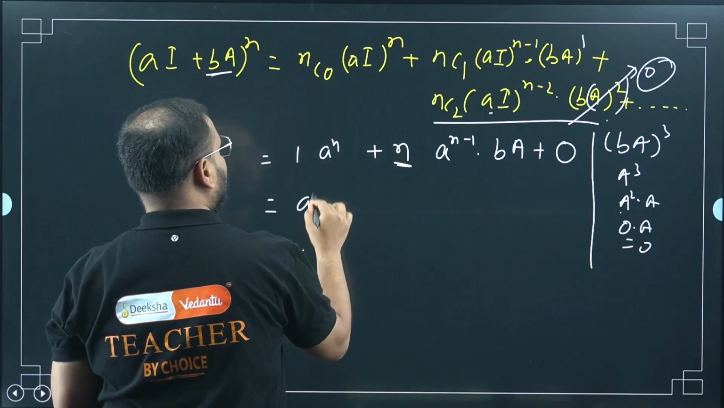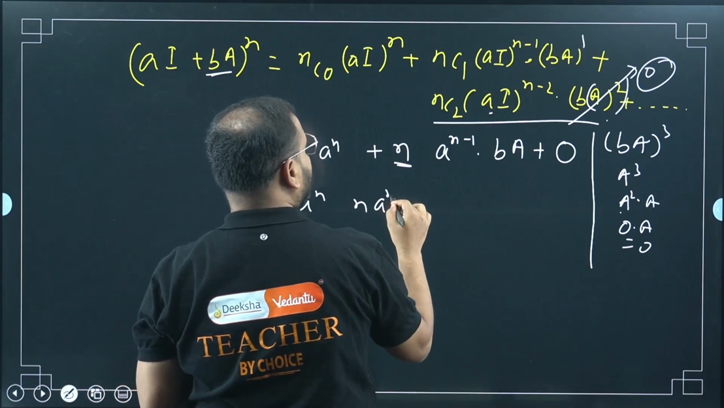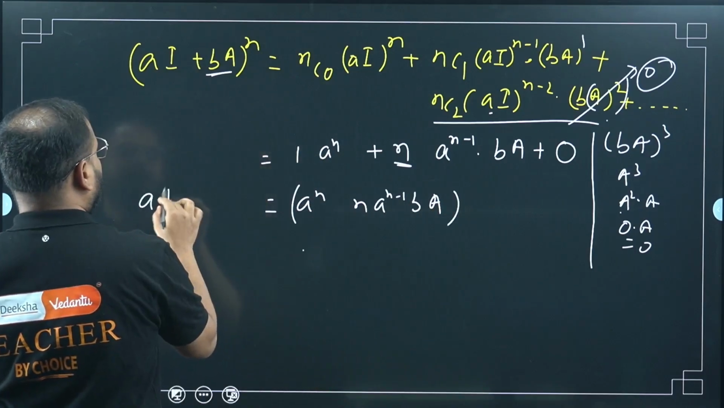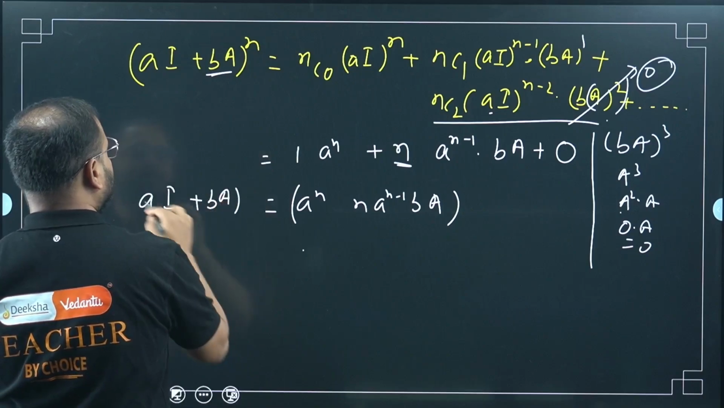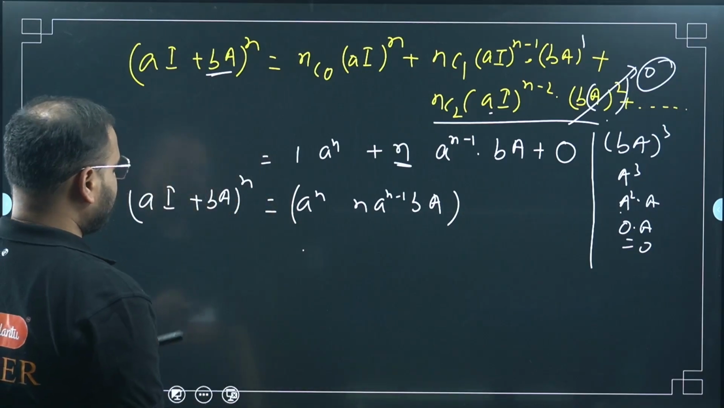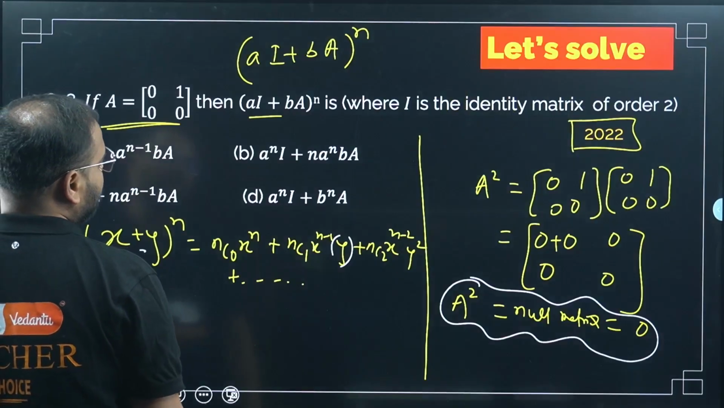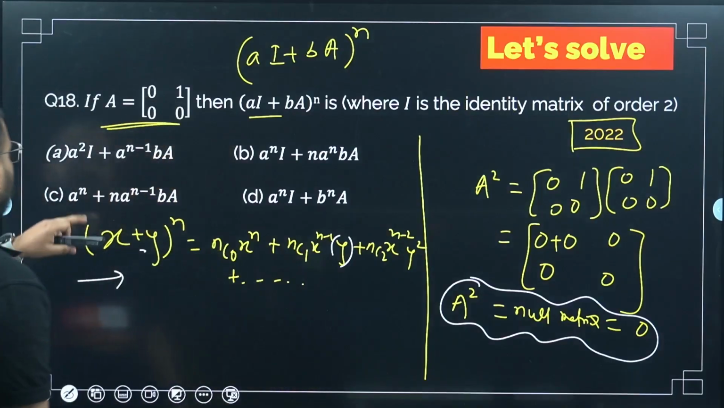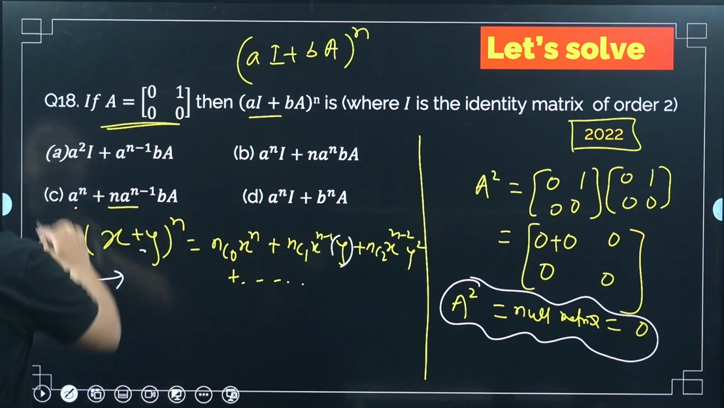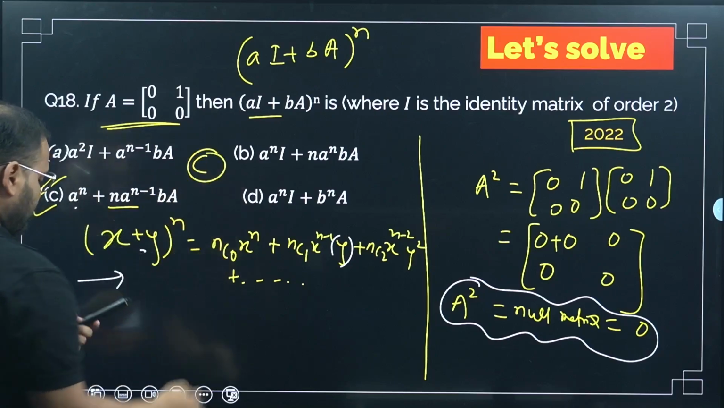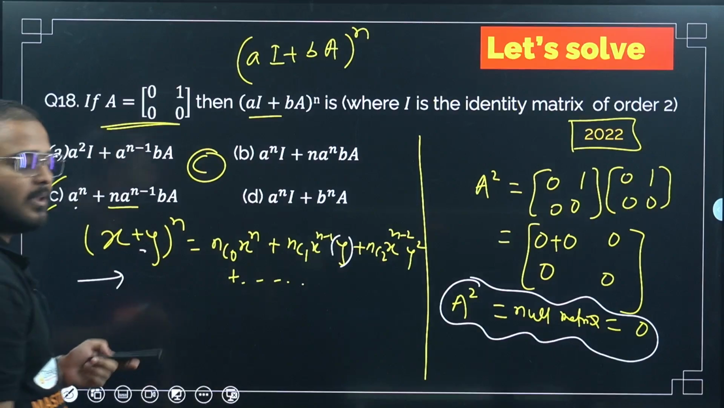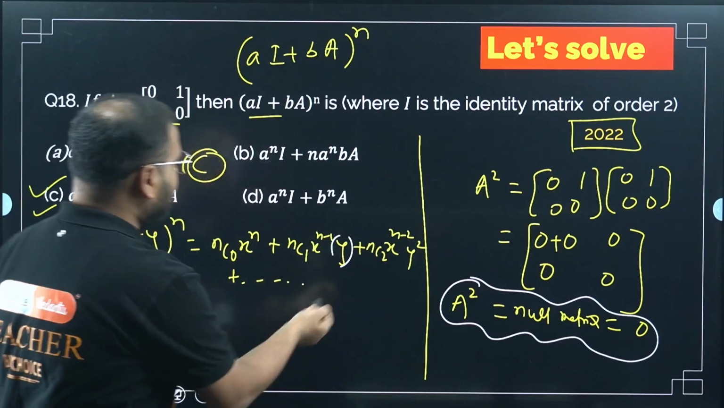Now simplify this. What am I getting? A power n minus 1 BA. This is what they were asking, right? Please check. A power n, yeah, please check here. A power n times A power n minus 1 BA. Option C. Option C is my correct answer. Good question. It has the concept of combination and manual expansion as well.